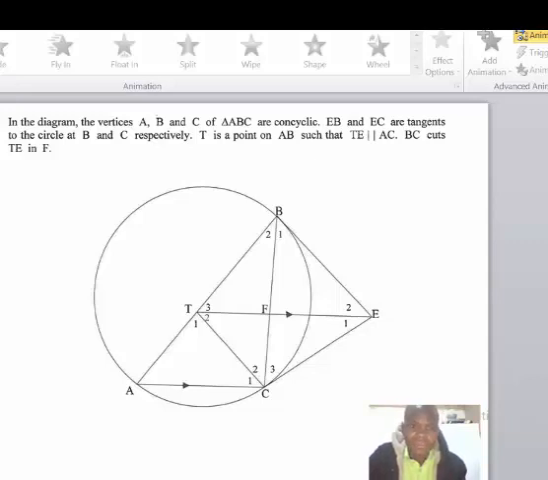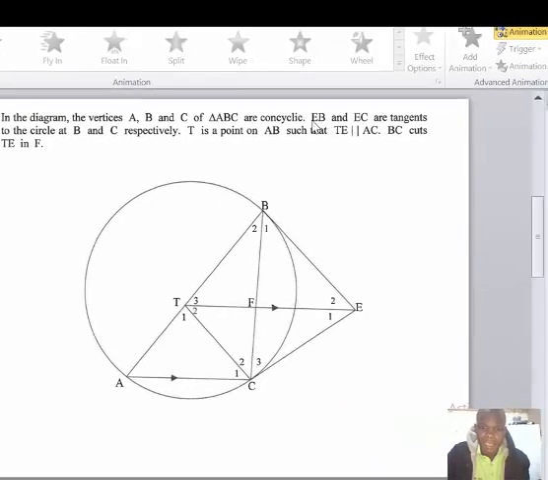In the diagram, the vertices A, B, C of triangle ABC are concyclic. EB and EC are tangents to the circle at B and C respectively. T is a point on AB such that TE is parallel to AC. So you have your parallel lines. BC cuts TE in F.